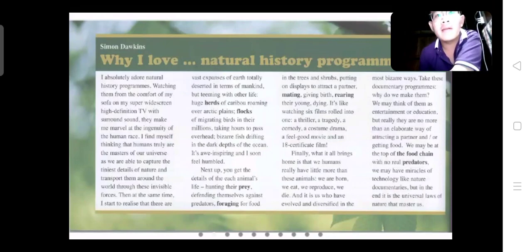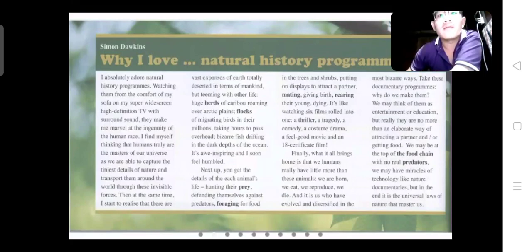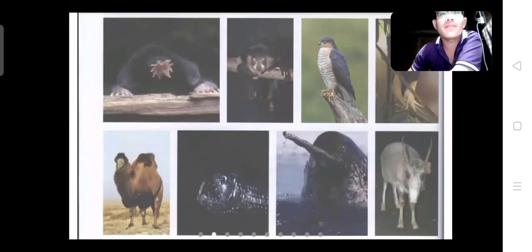And the next reason is that when he watches natural history programs, it's like watching six film roles in one film. And the next reason is that we sum up in the last paragraph that the lives of animals are the same as humans because we are part of nature. Next slide.